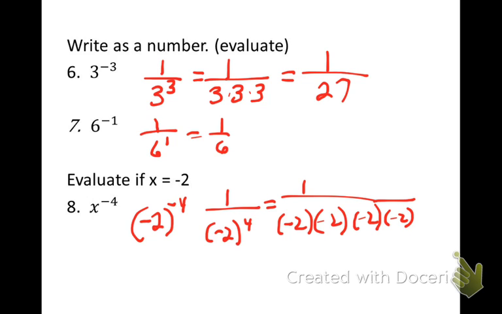2 times 2 is 4, 4 times 2 is 8, 8 times 2 is 16, and you can either count the negative signs, that's one way, or you can pair them up. This would be positive, this would be positive, these two positive, these two positive, so it would be positive 1/16 there. But make sure you keep track of the sign there.